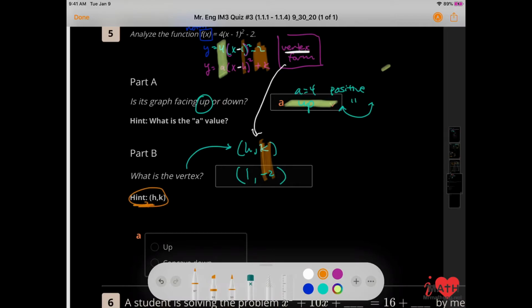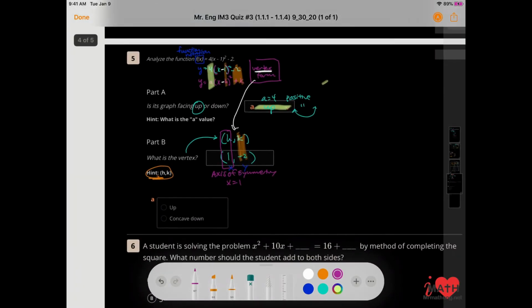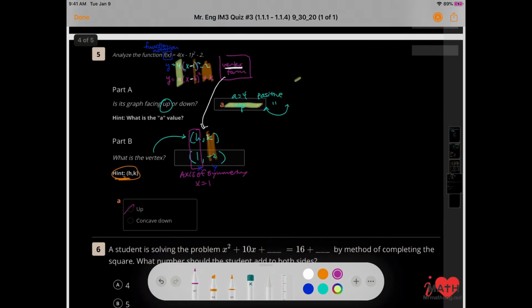One quick note. This h value right here is actually the axis of symmetry. So if ordered pairs always go x comma y, that means the equation for the axis of symmetry is x equals 1. Okay, so we said up, right?